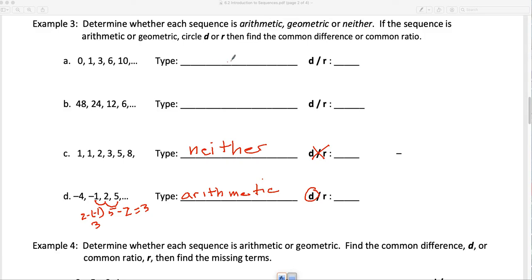Okay, up here, this didn't have a common difference or ratio. This had a common ratio of 1/2. Sorry about that. And this one was geometric. This one doesn't have one. This one, the common difference is 3. Sorry about that. All right, a couple more examples. This time we're going to use this idea of adding forward, subtracting backwards, multiplying forward, and dividing backwards, and we're going to find missing terms.